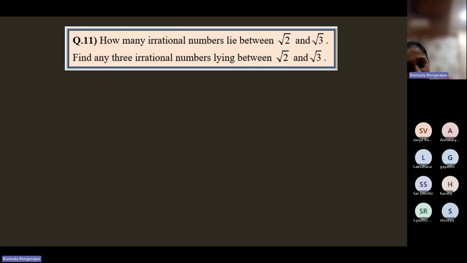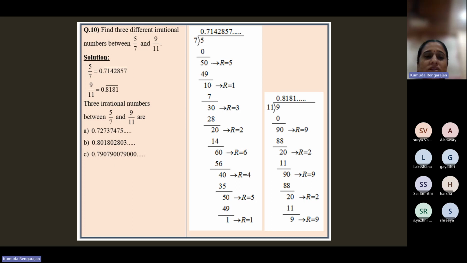How many irrational numbers lie between √2 and √3? Now here we had to insert irrationals between two rational numbers. In this question, we had to insert irrationals between two rational numbers.